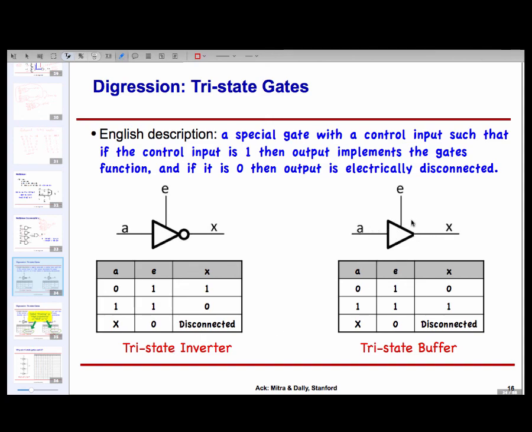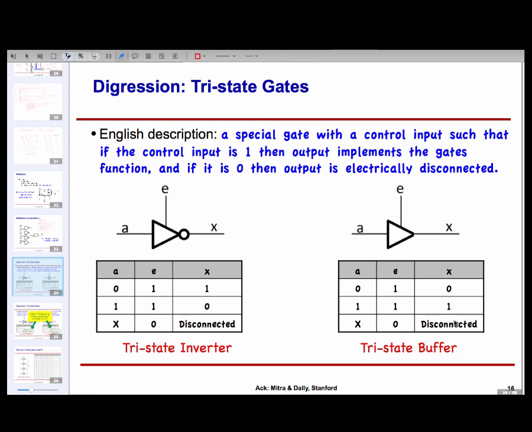This, on the right-hand side, this symbol without an invert, this is an identity module. It's something which doesn't invert. It's called a buffer. So this is called a tri-state buffer. Again, with a tri-state buffer, if enable is high, then output is exactly the same as input. But if enable is low, logic 0, then output is disconnected, electrically disconnected.